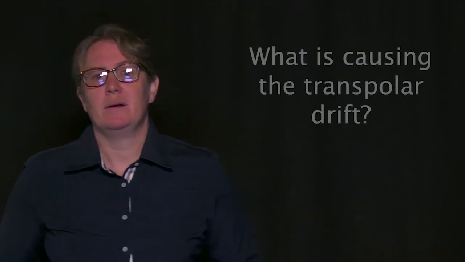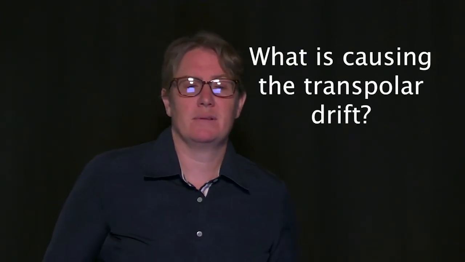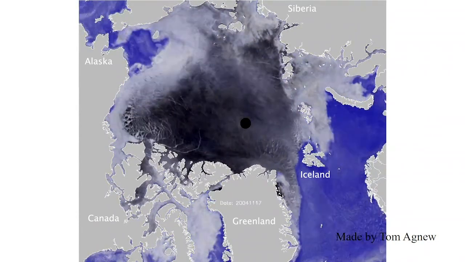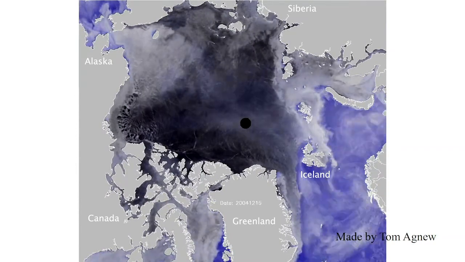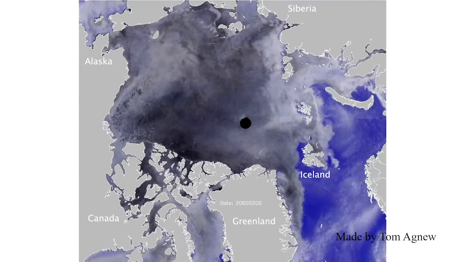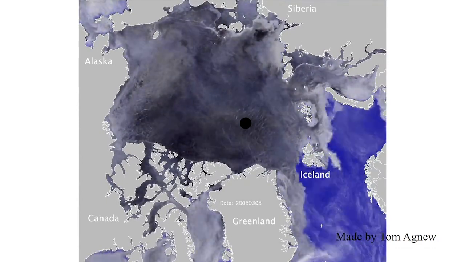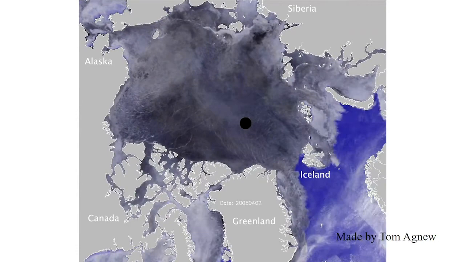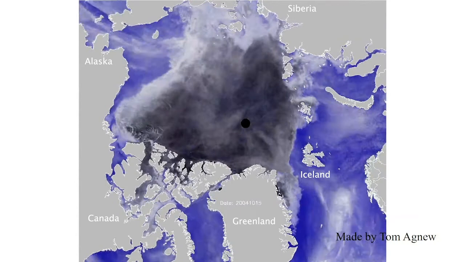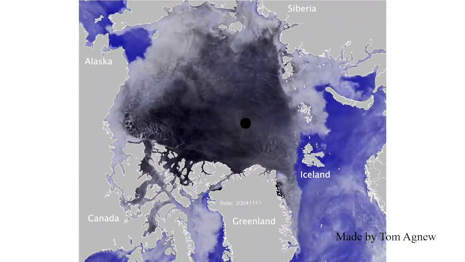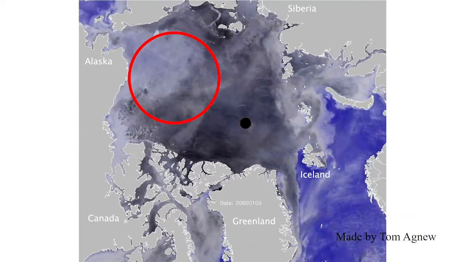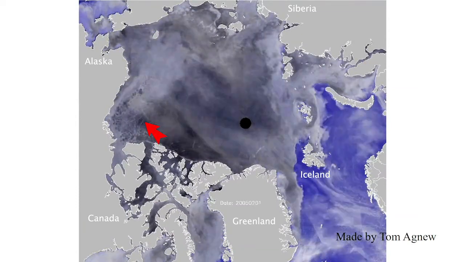Okay, question for you. What is causing the drift? So maybe it would help you to think about how the ice is drifting by looking at how it's drifting. This is an animation made by Tom Agnew, who's from Canada, of satellite imagery. It's a composite of satellite imagery. It shows the ice moving around the Arctic Ocean. If you look at the gray, that's the ice surface. You'll notice that that gray surface is evolving in time, and you can actually see it moving around in the Beaufort Gyre.